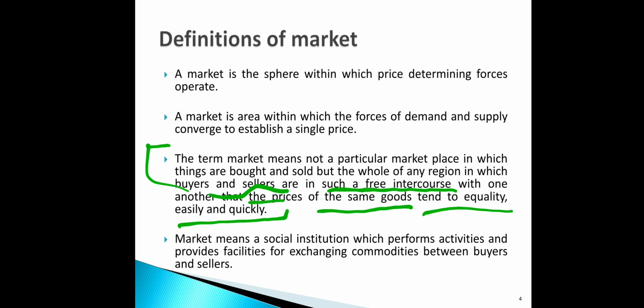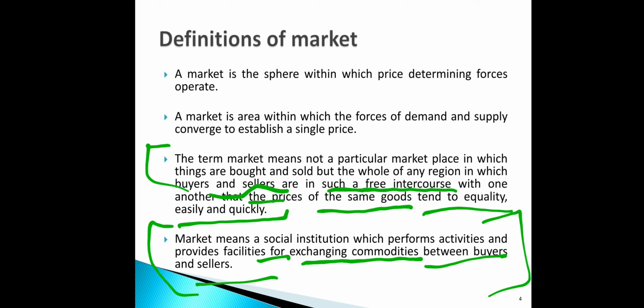So the next definition of market is that the market means a social institution which performs activities and provides facilities for exchanging commodities between buyers and sellers. Again, this definition will be suitable for both online and offline markets. So it is a social institution. We cannot say it is only a place according to this definition.